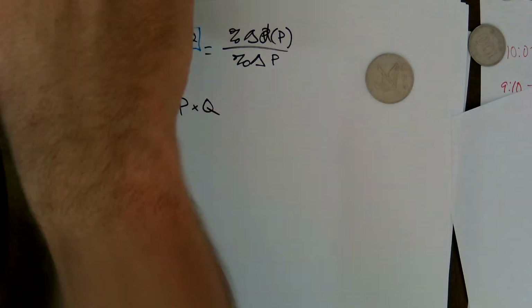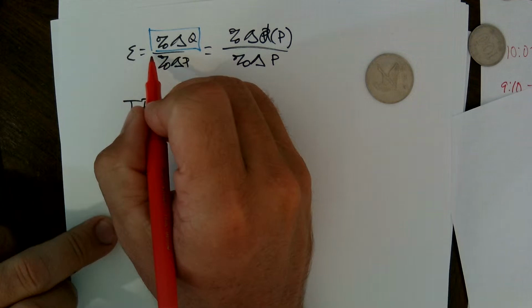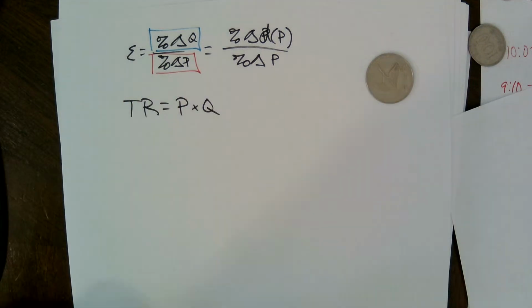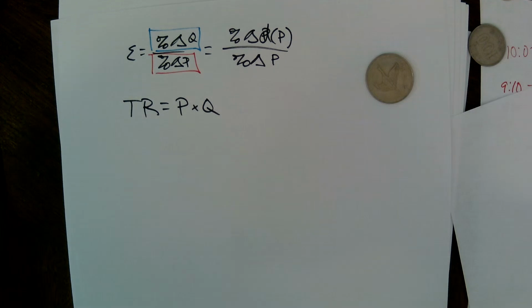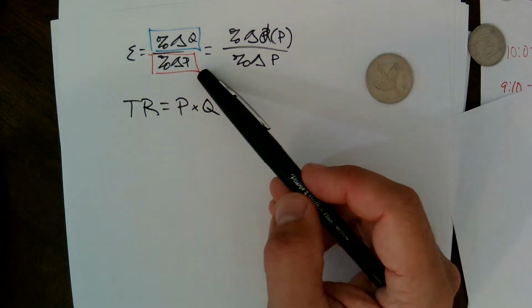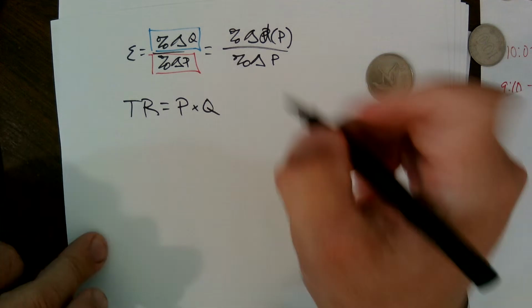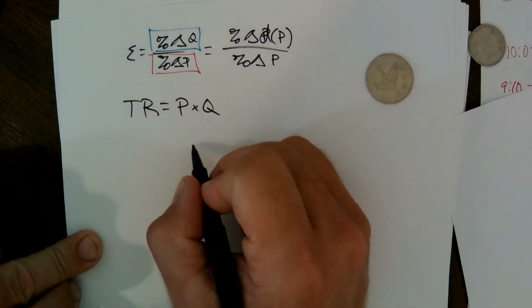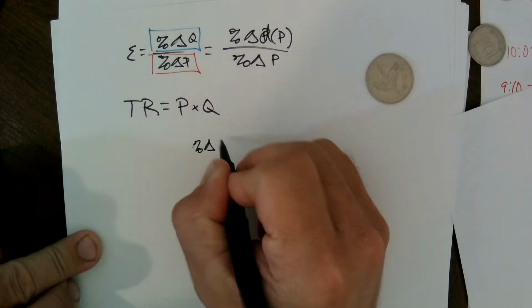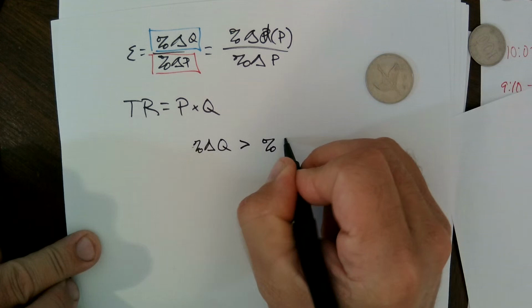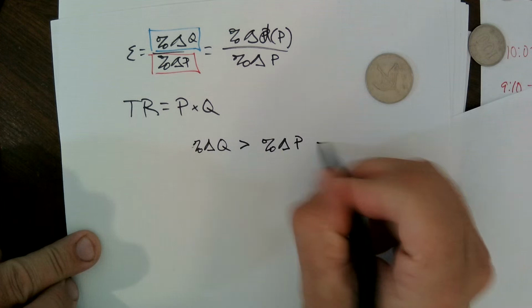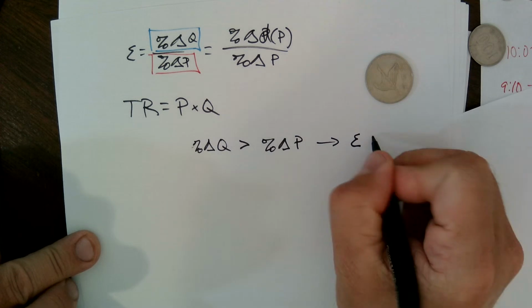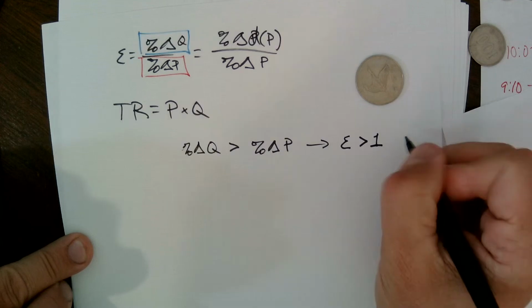I'll go blue. And we have the price effect on the denominator. Okay, so look at this. When a fraction has a numerator that's bigger than the denominator, what can we say about the fraction? If the percentage change in quantity is greater than the percentage change in price, in other words, the quantity effect dominates the price effect, then elasticities have to be greater than 1, and we call these elastic.